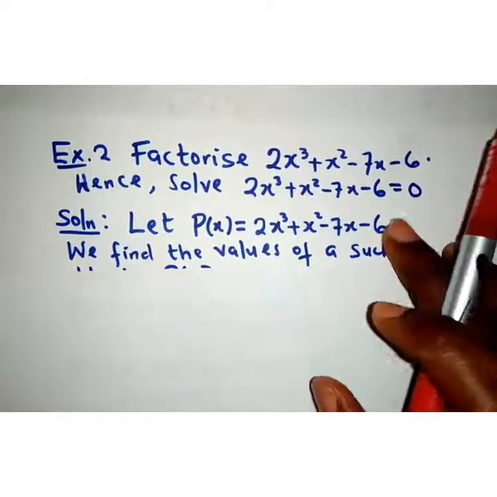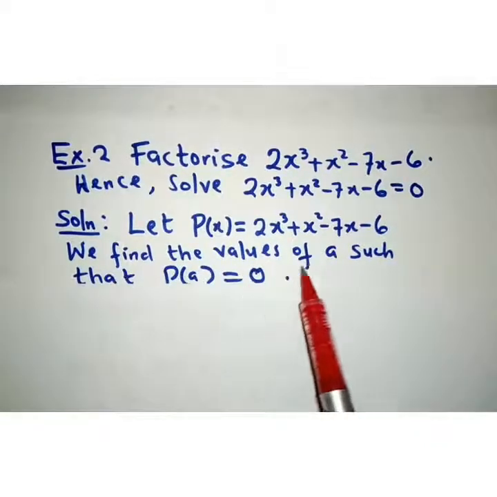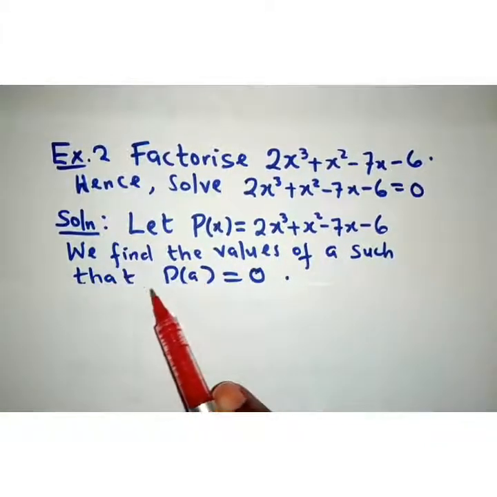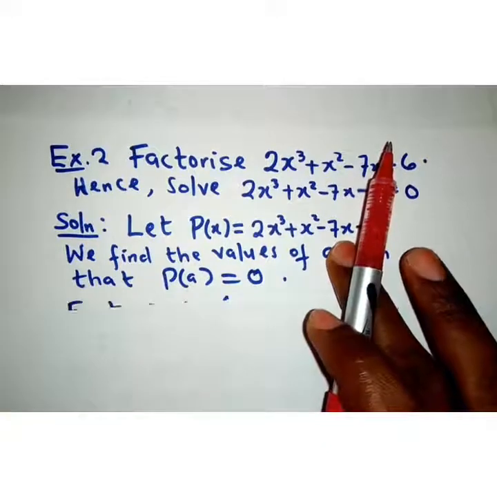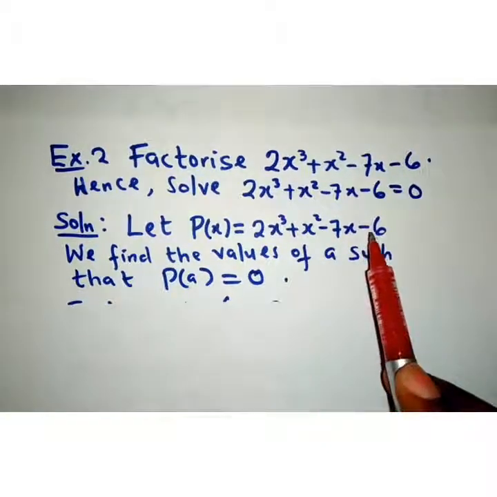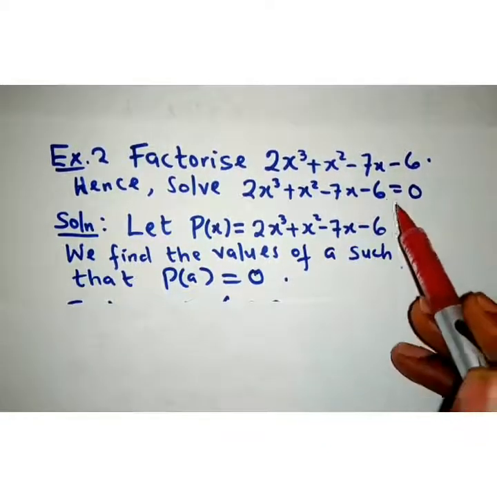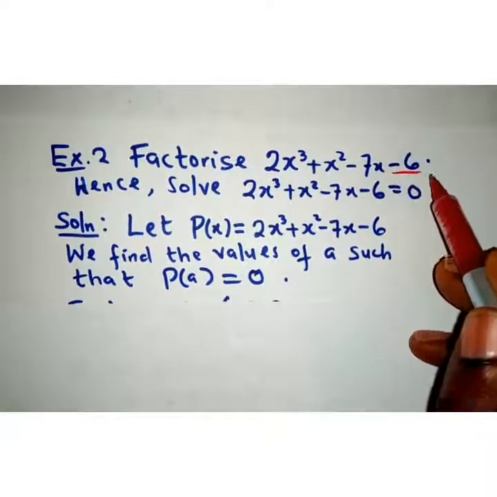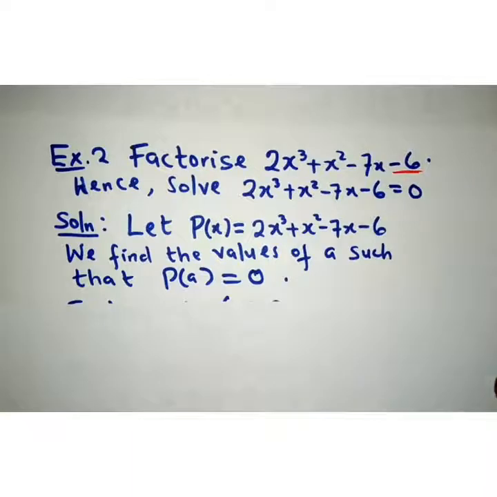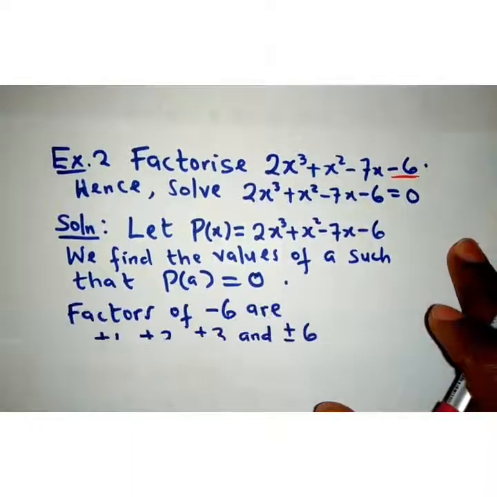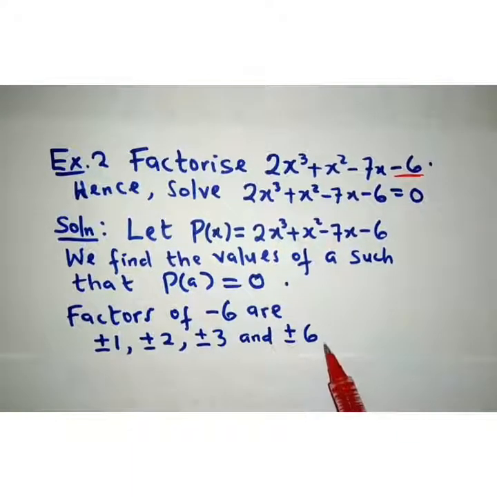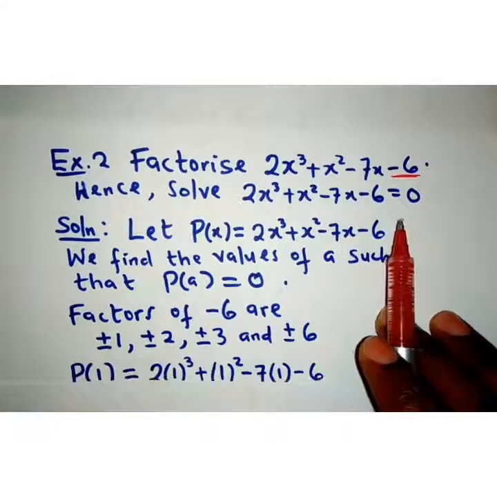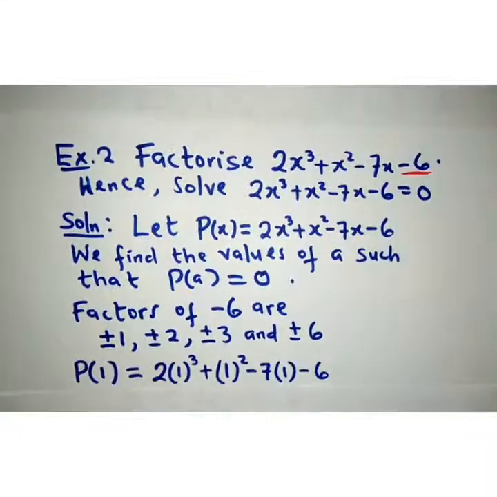Now, by trial and error, we look for values of a such that p of a equals 0. To make our search easier, we'll look for the factors of the constant term, minus 6. The factors of minus 6 are these. And so we test each of these factors one after the other. We'll start with the first one, plus 1.